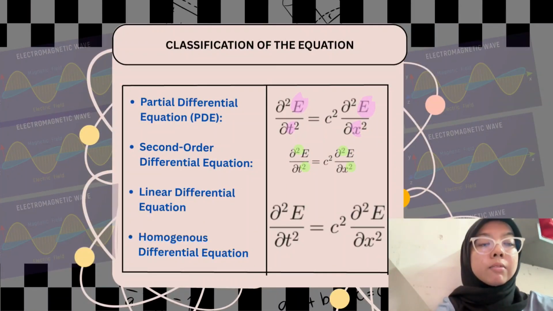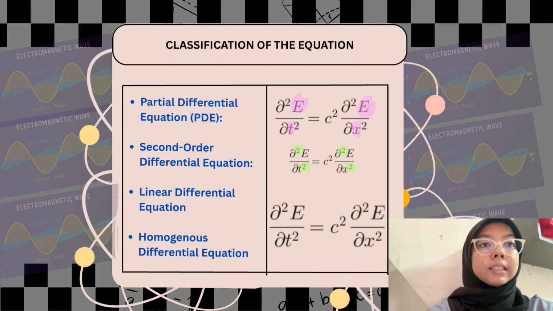Next, I would like to talk about the classification, where it consists of 4 classifications. The first one is a partial differential equation. As you can see from here, it's been highlighted where t and x are different variable and they are independent. So this one we consider as partial differential equation.